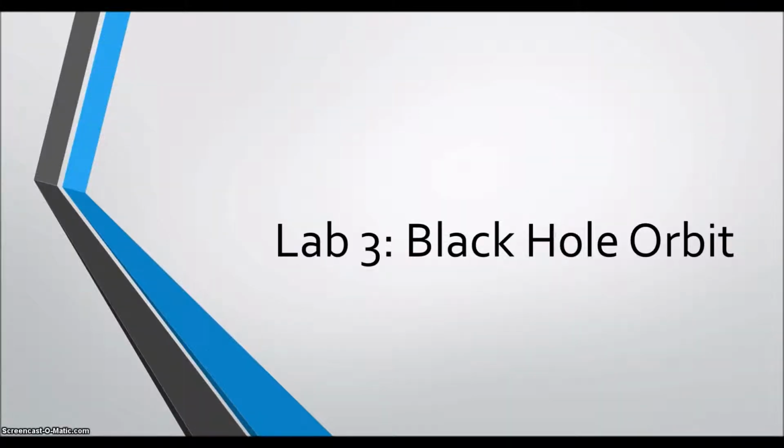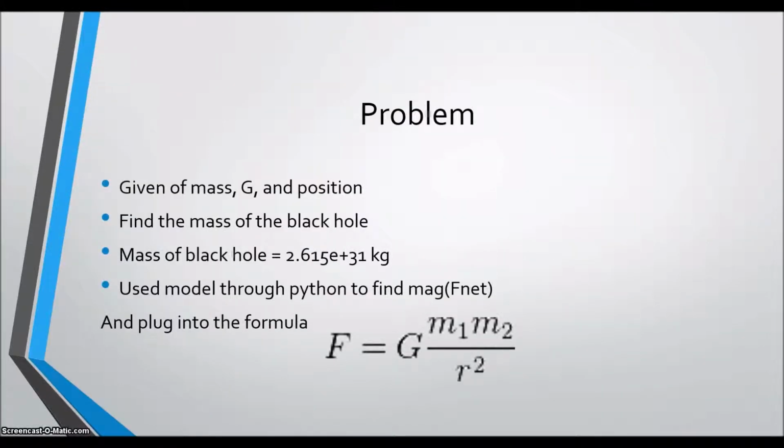This is lab 3, black hole orbit. So the problem of this lab was that we were given the mass of the star, the G constant, and the position of the star as it orbits a black hole. So the whole point was to find the mass of the hole by using the model through Python to find the magnitude of Fnet and plug it into the formula F equals G times m1 times m2 over r squared. So overall, we found the mass of the black hole, which was 2.61 times 10 to the 31 kilograms.